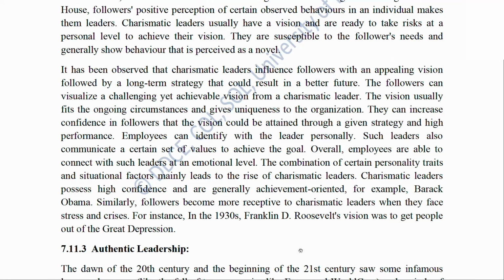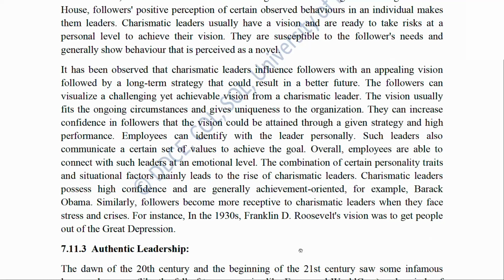The followers can visualize a challenging yet achievable vision from a charismatic leader. The vision usually fits the ongoing circumstances and gives uniqueness to the organization. They can increase confidence in followers that the vision could be attained through a given strategy and high performance. Employees can identify with the leader personally. Such leaders also communicate a certain set of values to achieve the goal. Overall, employees are able to connect with such leaders at an emotional level.